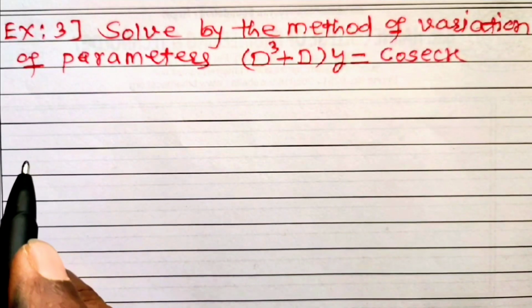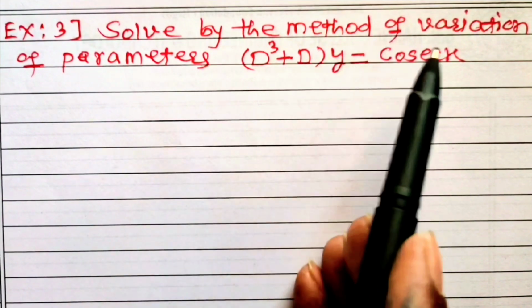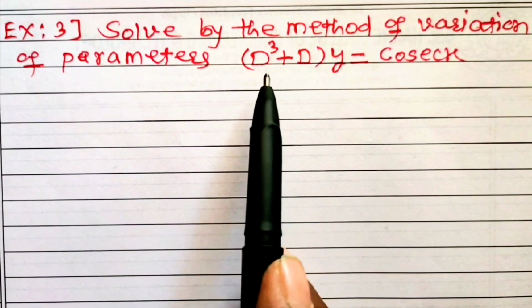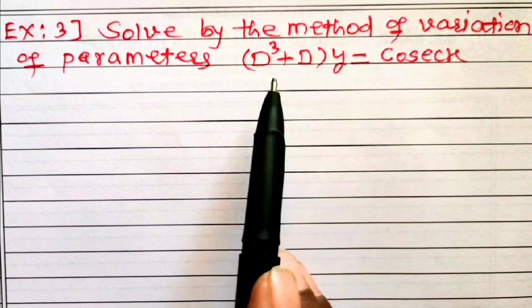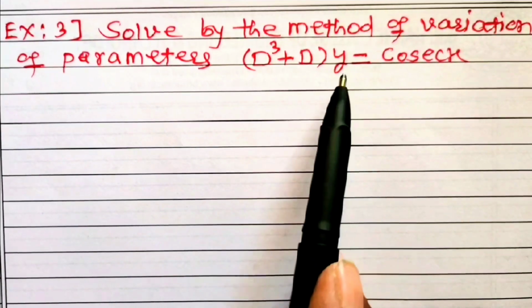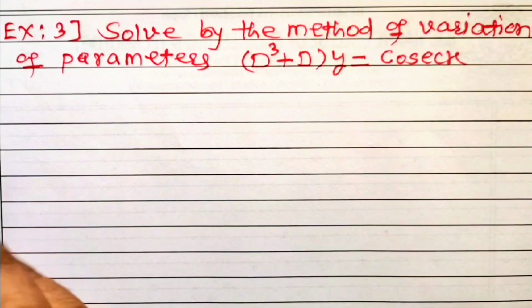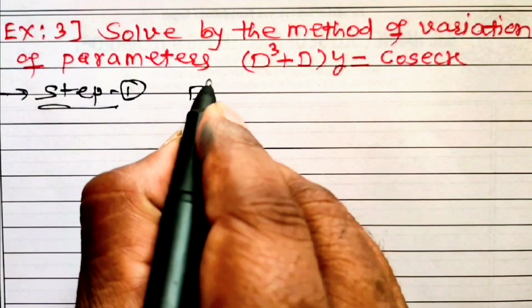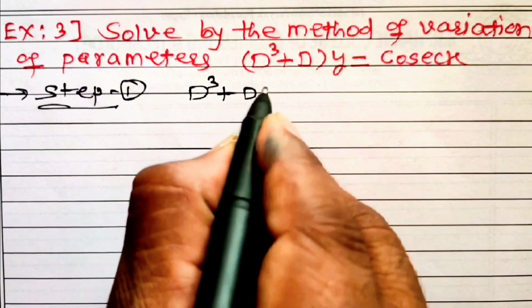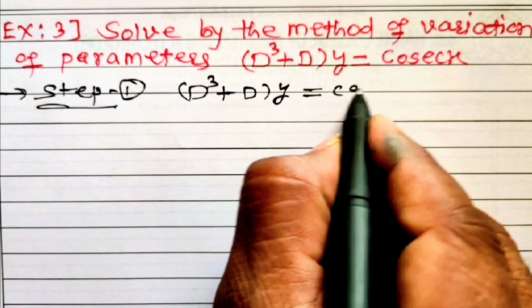Let us solve sum number 3. Solve by the method of variation of parameters. Differential equation is D cube plus D y is equal to cosec x. This is third order linear differential equation with constant coefficients. So step number 1. In step number 1, write the given differential equation as it is. D cube plus D y is equal to cosec x.